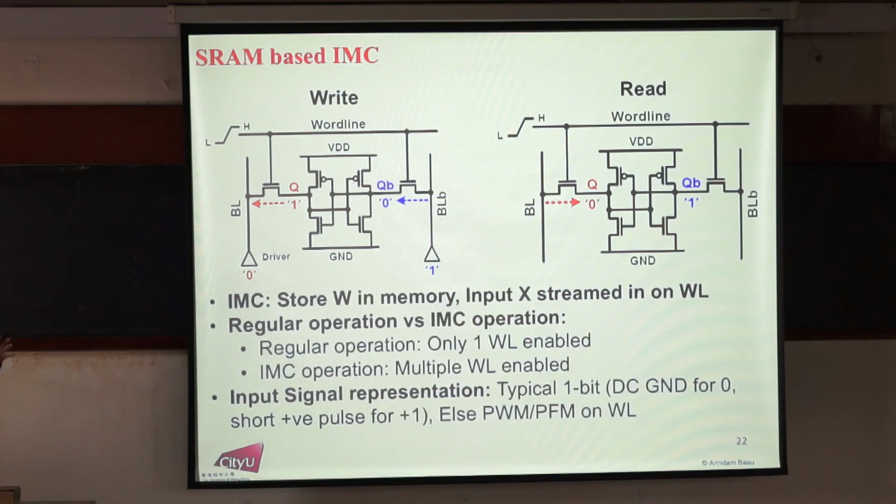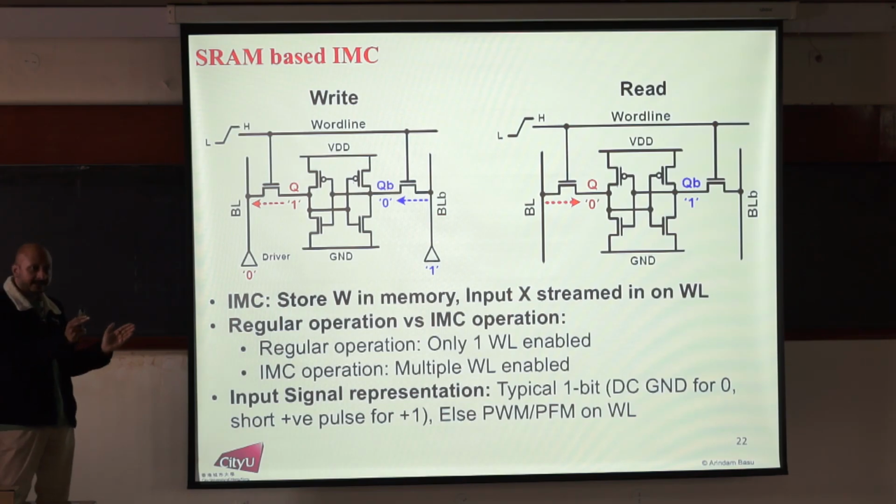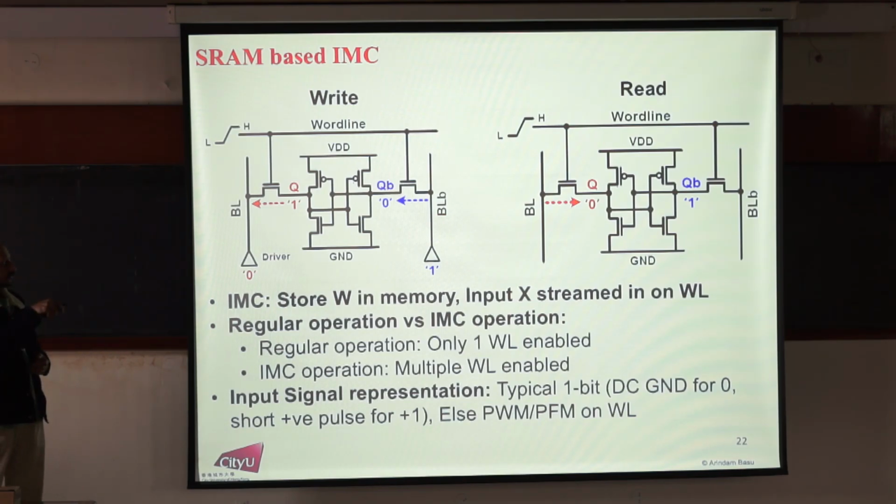Input signal representation, we talked about it. Typically 1 bit, because you typically give a short positive pulse on this word line to indicate your input. So 1 bit input is easy. If you have multi-bit input, what do you do? You can do pulse width modulation on this word line as well, or pulse frequency modulation, just a number of different pulses. So both are possible.